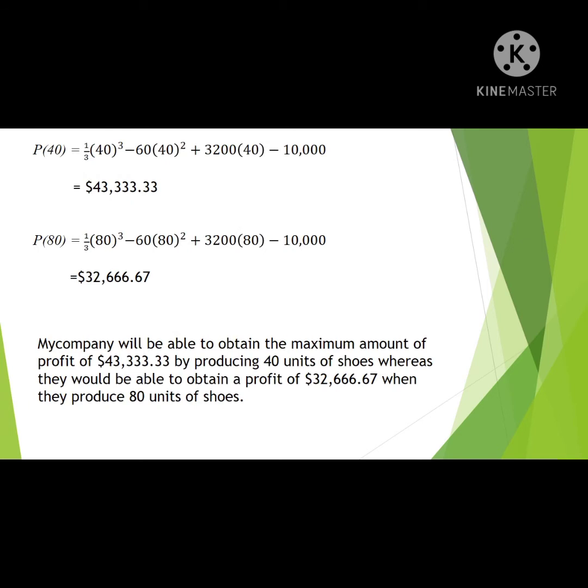Next, we have to substitute the values of x into the profit function. By substituting 40 into the profit function, we get the profit of $43,333.33. By substituting 80, we get $32,666.67. By this, we can see that the maximum amount of profit is $43,333.33, which will be obtained by producing 40 units of shoes.